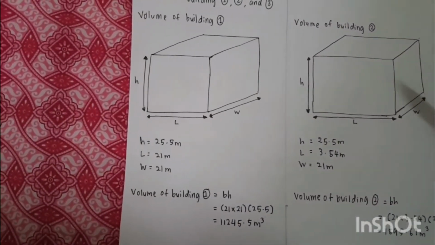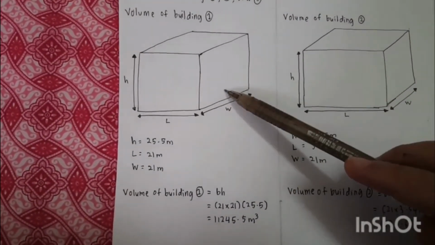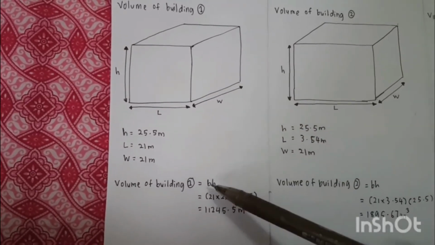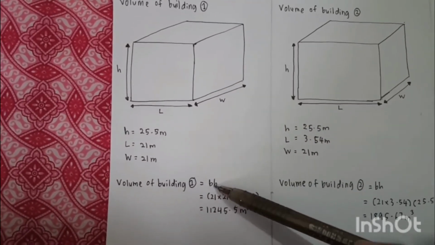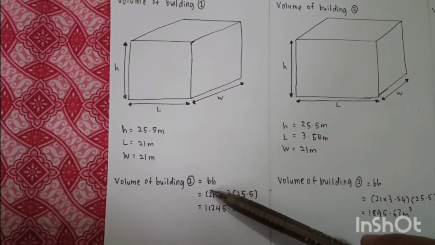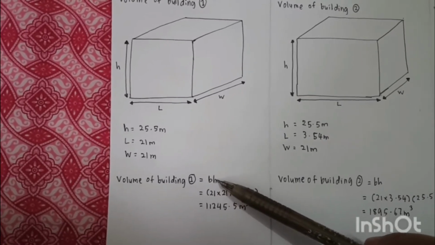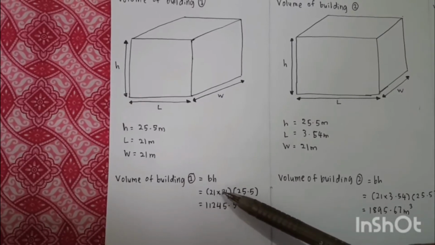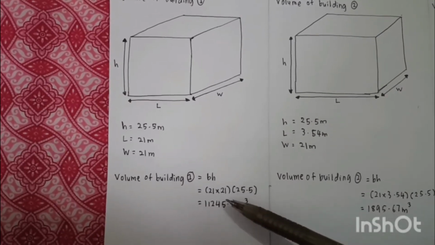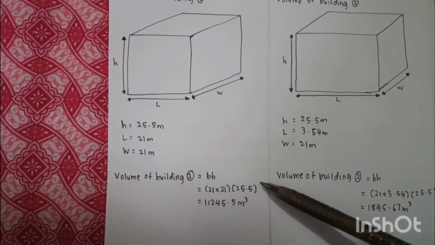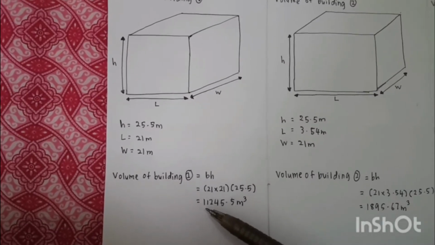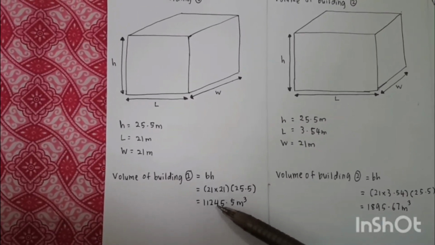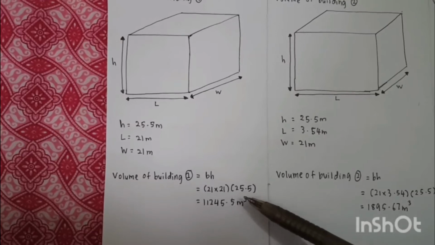Okay, next we go to the volume of building 1. By using this formula, which is BH, B is referring to the base and H is referring to the height. We insert the value 21 multiplied by 21 and then we multiply again with 25.5. Then we got the answer 11,245.5 meter cubed.